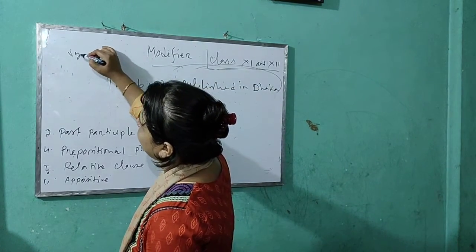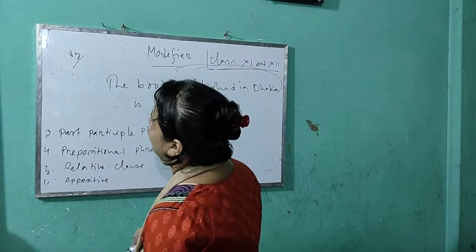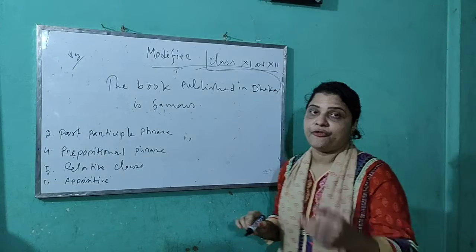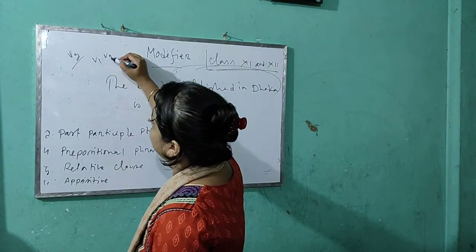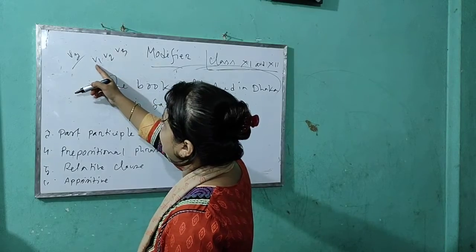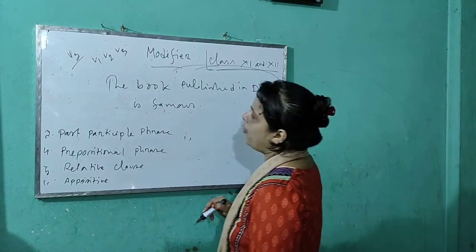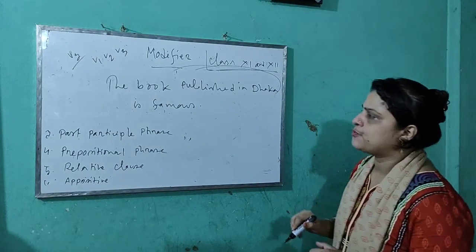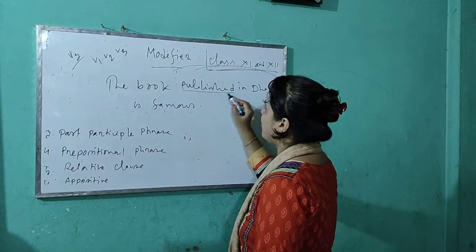Basically, it is the past participle form of verb, or you can say verb 3. Every verb has 3 forms: verb 1, verb 2, and verb 3. This is present form, this is past form, and this is past participle form. So whenever you are asked to use past participle, then this is the past participle form of verb.